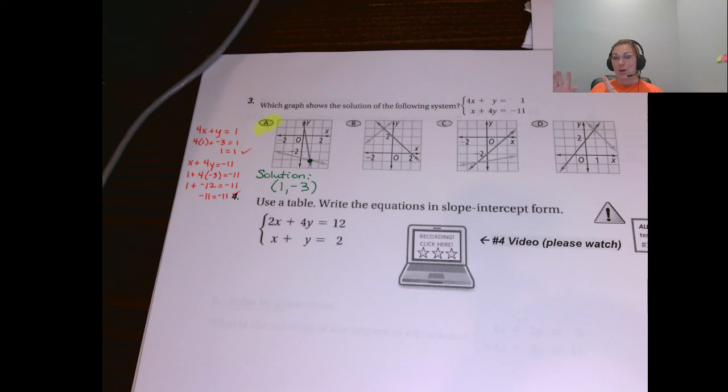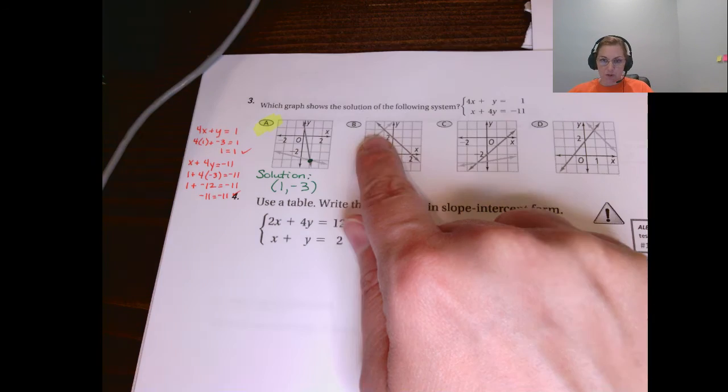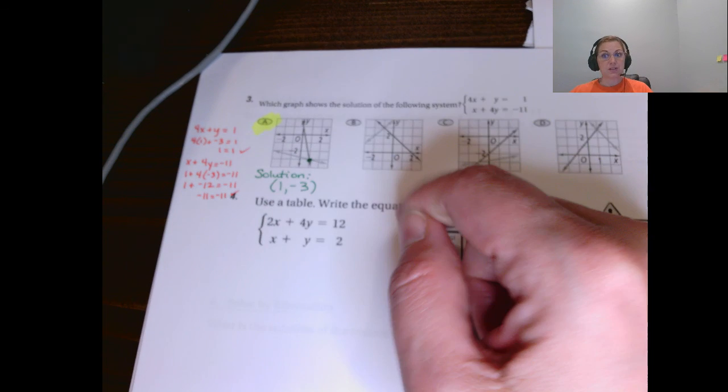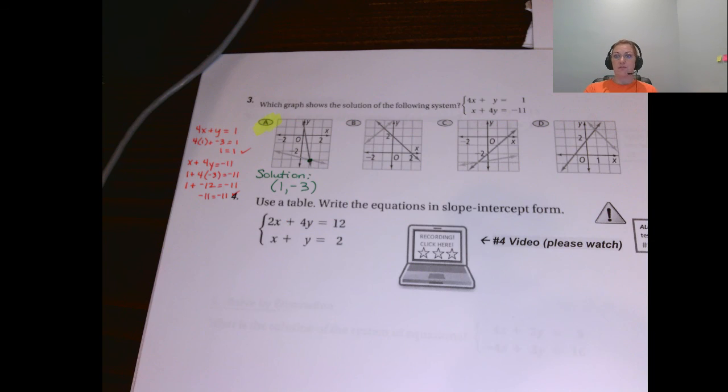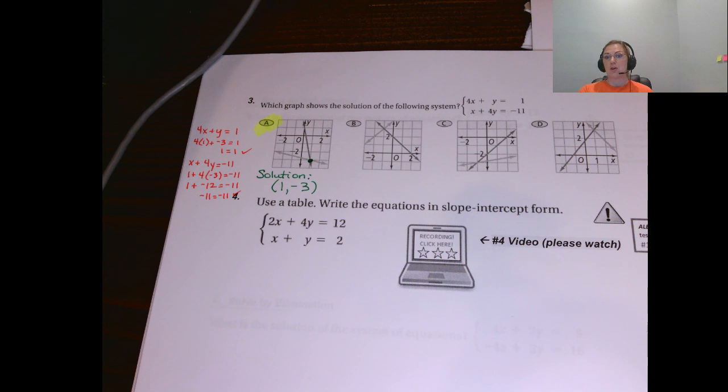We can go on and check the other graphs if you would like, but we don't really have to. We would do them the same way. We pick out the solution, we plug it into both equations to see if we would get a true statement on both sides. So I hope that helps for lesson 1.